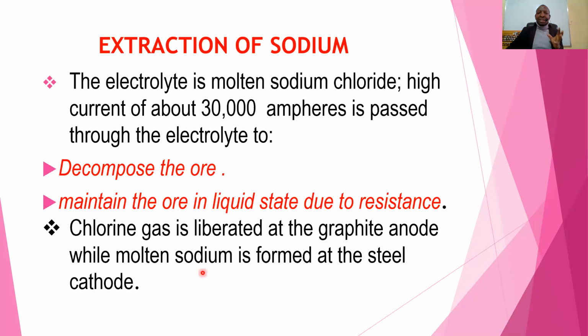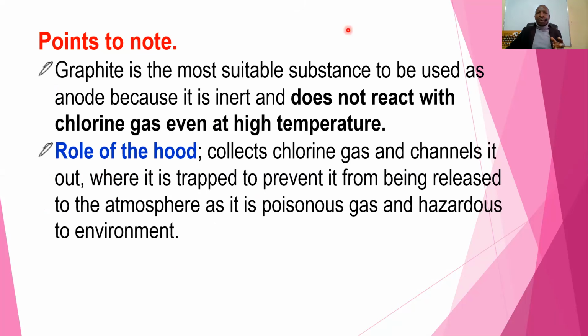The chlorine gas is liberated at the graphite anode, whereby molten sodium is formed at the steel cathode. We have already captured that in the equations. Another point to note is this: the graphite is the most suitable substance to be used at the anode because it is inert and does not react with chlorine gas even at higher temperature.